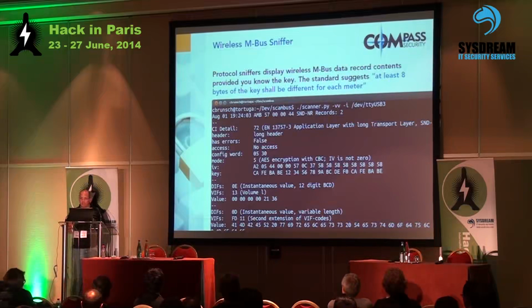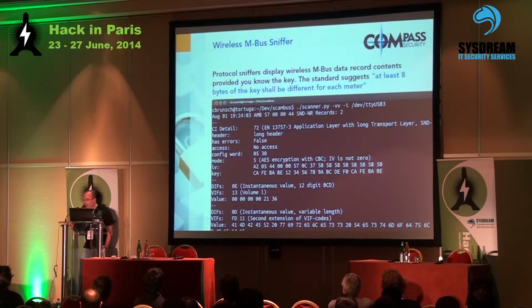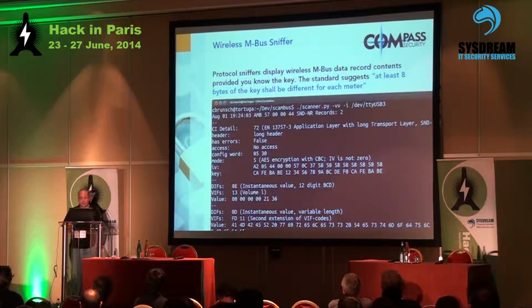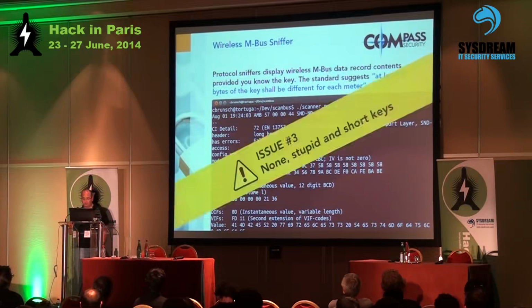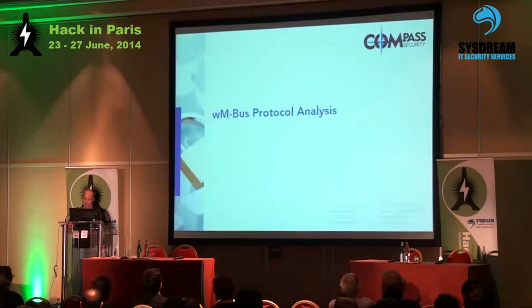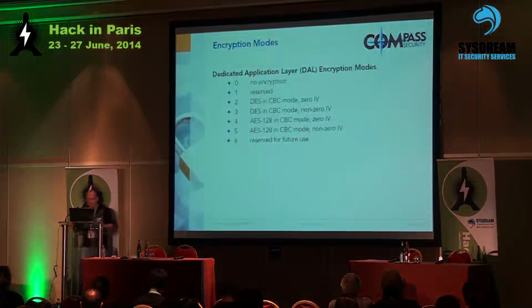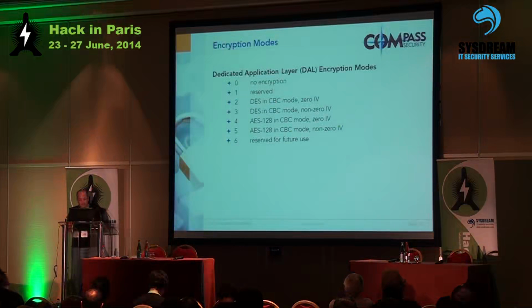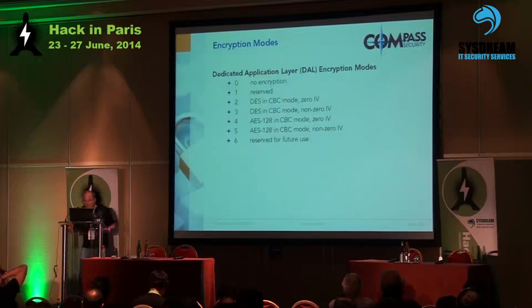So we have non-keys, stupid keys, and short keys. Then I went on and was thinking about, okay, what encryption modes are available here? In the standard there are basically 6 modes. Then I saw, okay, there's still this. I'm going to skip that because it makes no sense to have a close look at it. And there's also encryption at the extended link layer. They use counter mode, and the dedicated application layer uses CBC. So AES should be fine, right?